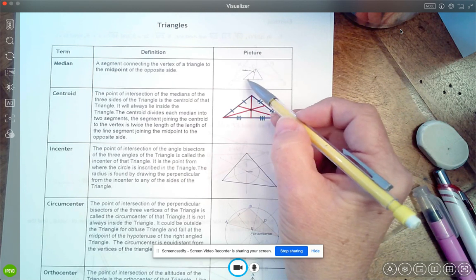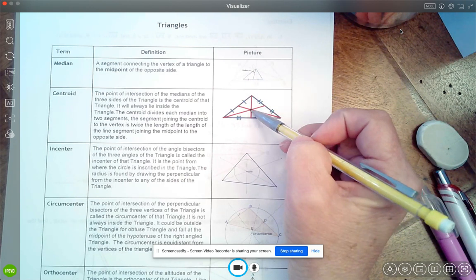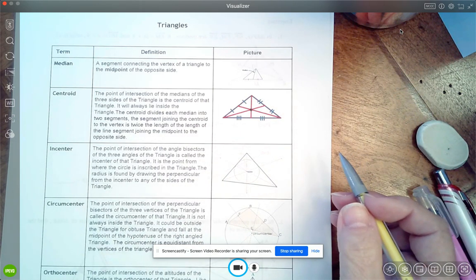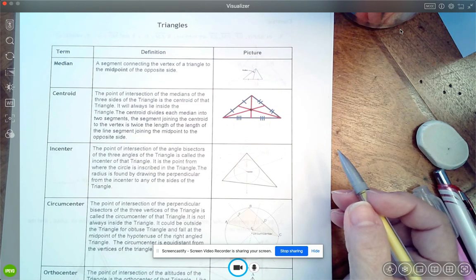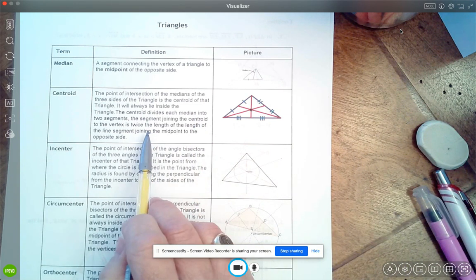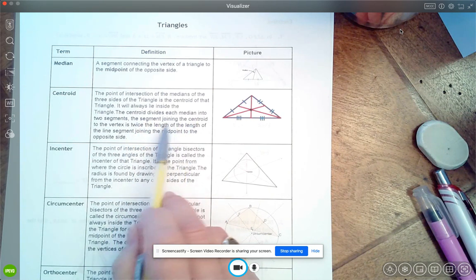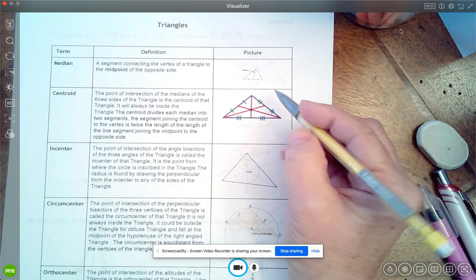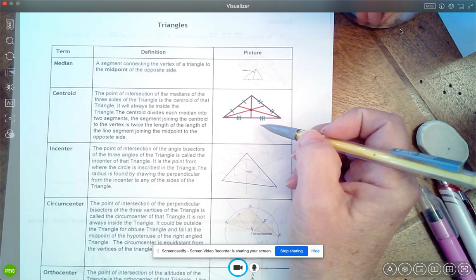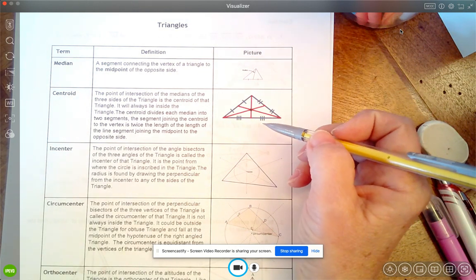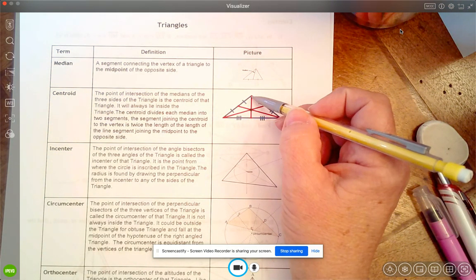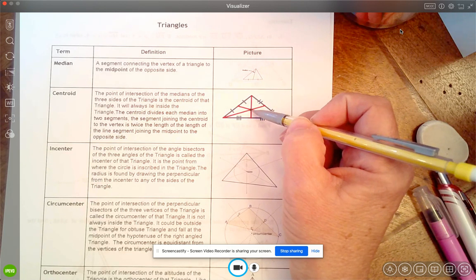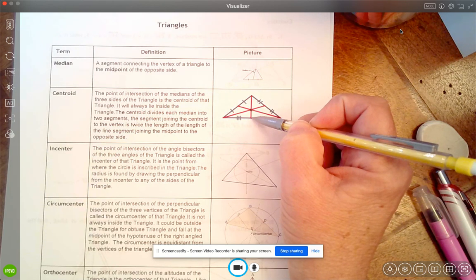So I'm taking all three of the medians, and the centroid is what is on the inside of those. One of the big things that you're going to need to know, not for today's exercises, but for your portfolio, is this part down here. The centroid divides each median into two segments. The segment joining the centroid to its vertex is twice the length of the segment joining the centroid to the midpoint of the opposite side. So between the vertex and the centroid will be twice the length of the centroid to this median right here.